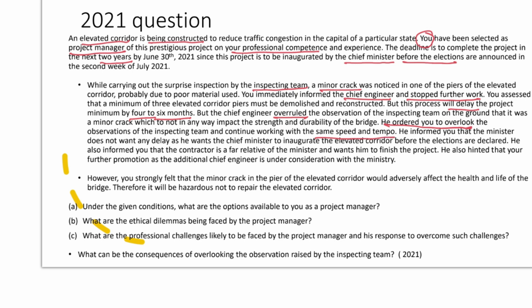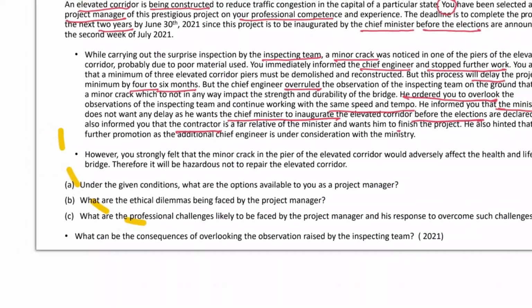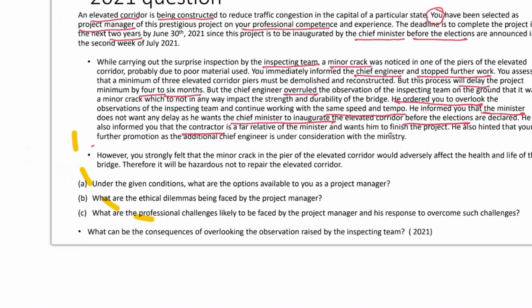He informed you that the minister doesn't want any delay, as he wants the chief minister to inaugurate before the elections. He also informed you that the contractor is a far relative of the minister and wants him to finish the project. He also hinted that your further promotion as an additional chief engineer is under consideration.